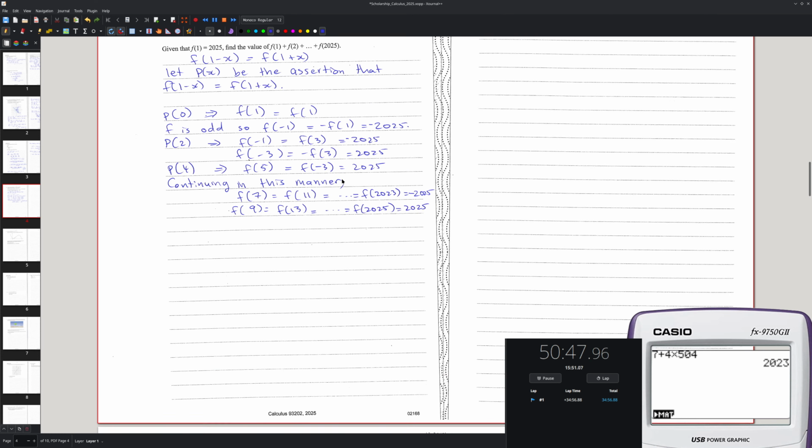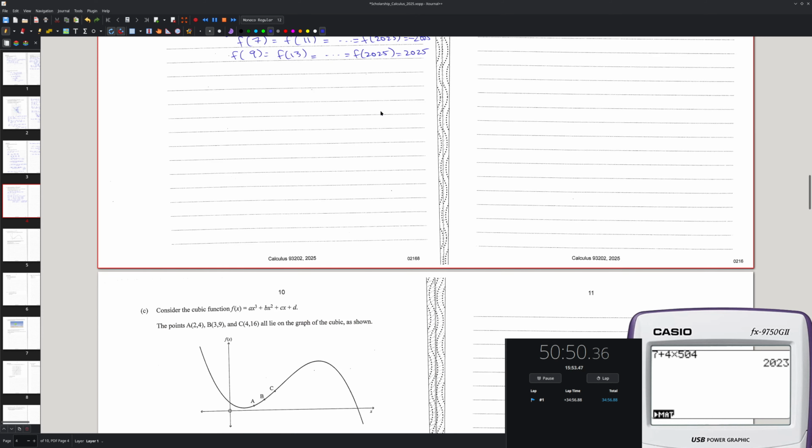Yippee! Okay, so basically what we get is that f of 1 plus f of 3 plus f of 5 plus dot dot dot plus f of 2025 is equal to brackets f of 1 plus f of 3 plus f of 5 plus f of 7 plus dot dot dot plus f of 2025, which is equal to 2025. Right? Yippee. So we done the odd one. I assume a similar trick will work for the evens, right?